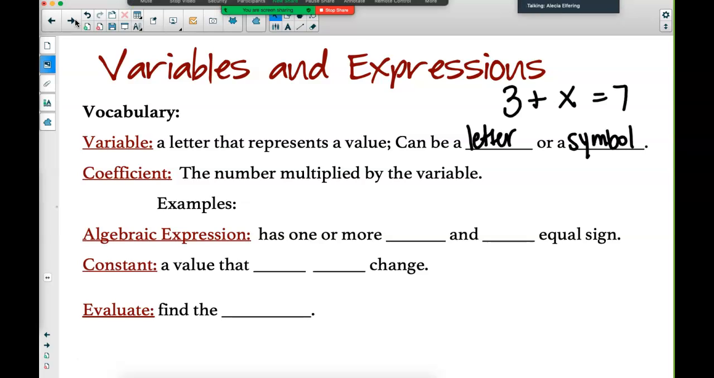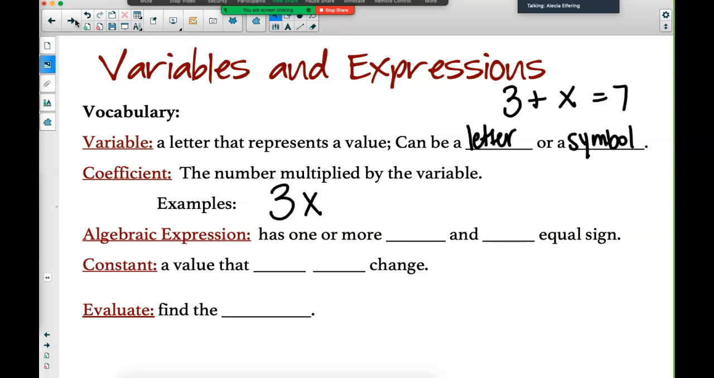The next word here is coefficient. Coefficient is the number multiplied by the variable. For example, we can have 3x. The x is the variable, the 3 is a coefficient. Right? And when you see a number and a letter right next to each other, that means you're multiplying. So you're doing 3 times x.